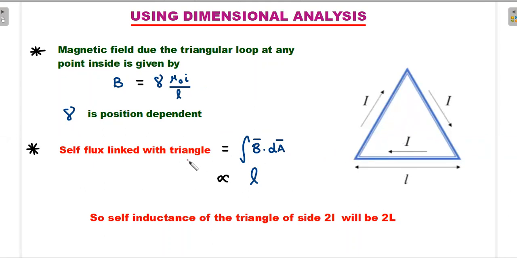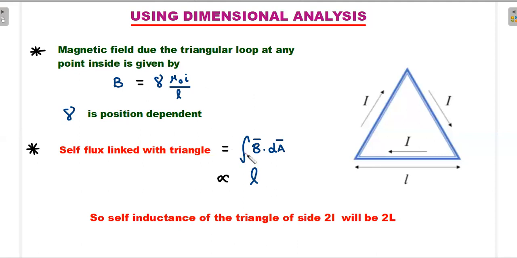You'll first calculate the self-flux linked with the triangle. So whatever this B factor is there, that you take dot product with small areas inside this and you integrate. So gamma stays inside, gets integrated, but spits out this L, and it will end up coming out to be proportional to L. Why is it coming out to be proportional to L? Please understand that the area will be proportional to L square in the numerator, and there is a 1 by L here. So this dot product comes out to be proportional to L.